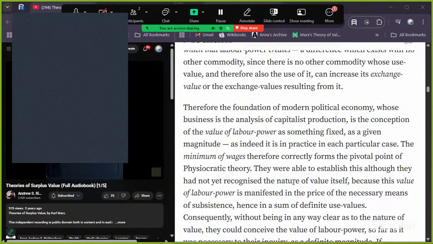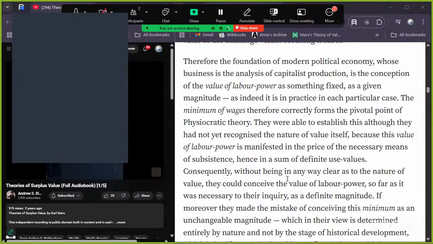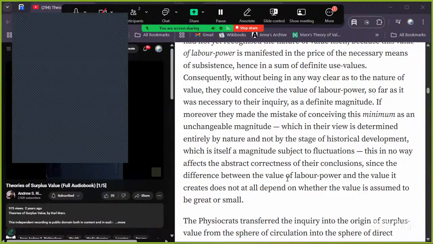They were able to establish this, although they had not yet recognized the nature of value itself, because this value of labor power is manifested in the price of the necessary means of subsistence, hence in a sum of definite use values. Consequently, without being in any way clear as to the nature of value, they could conceive the value of labor power, so far as it was necessary to their inquiry, as a definite magnitude.